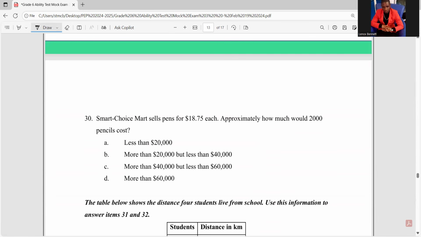All right, let's move on to 30. Smart Try Smart sells pens for $18.75 each. Approximately how much would 2,000 pens cost? A, less than 20,000. B, more than 20,000 but less than 40,000. C, more than 40,000 but less than 60,000. Or D, more than 60,000. Go ahead and answer that one. But you didn't. I'll give my laptop.